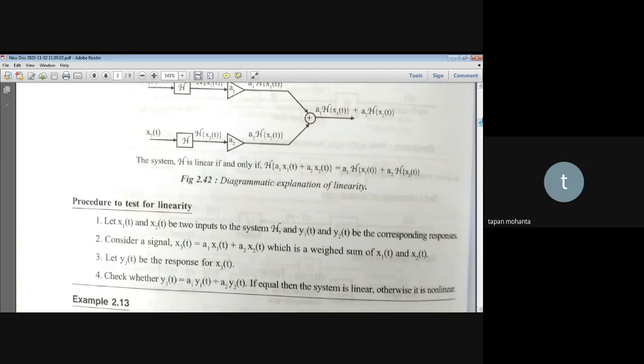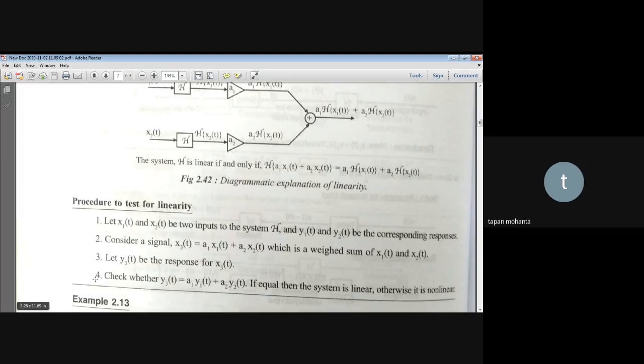Before we come to the example, let's look at the procedure to test for linearity. So we can test whether this system is a linear system or a non-linear system. Let x1 of t and x2 of t be two inputs to the system H, where H means the system, and let y1 of t and y2 of t be the corresponding responses. If the two input signals are given to the system, then the outputs must be y1 of t and y2 of t. Now consider a signal x3 of t equal to a1 x1 of t plus a2 x2 of t, which is a weighted sum of x1 of t and x2 of t. Let y3 of t be the response to x3 of t.